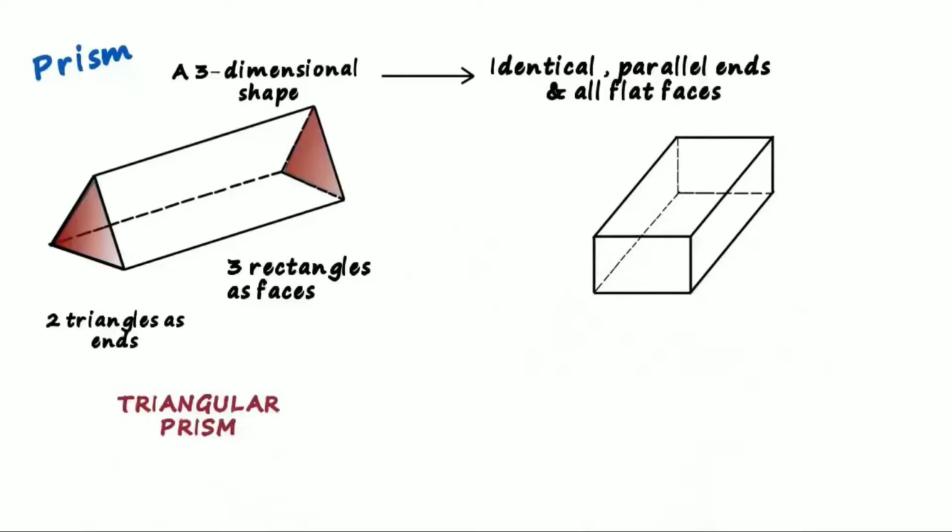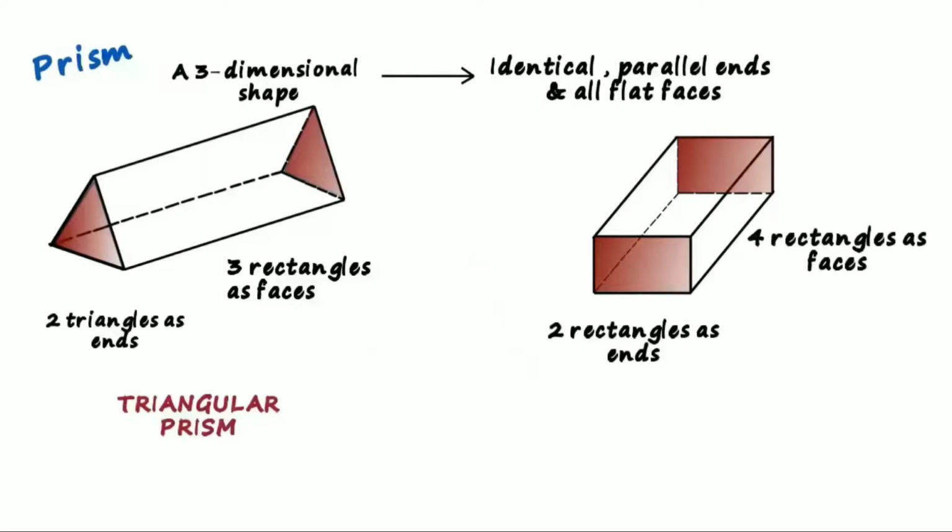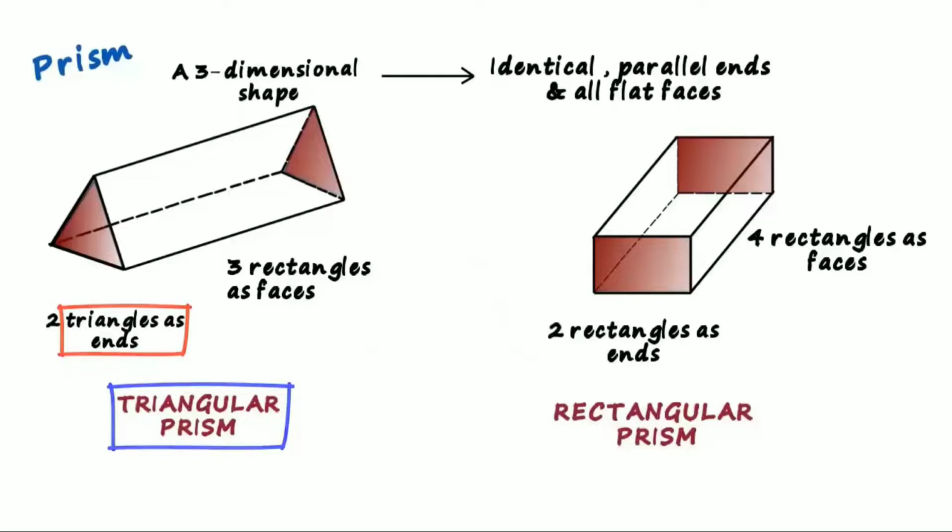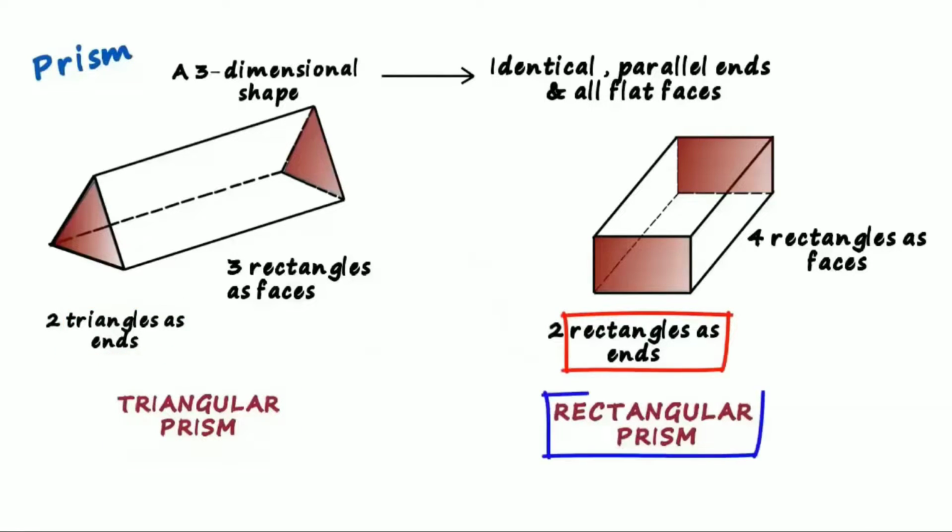Here's another three-dimensional shape. Let me color its ends. We can see that it has two rectangles as ends and they are also parallel to each other. And it has four rectangles as faces. One on the right hand side, one on the left hand side, one at the top and one at the bottom. So all its faces are flat. This is called a rectangular prism. So if you noticed, the prisms are defined by its ends. Triangles as its ends, triangular prism. Rectangles at its ends, rectangular prism.